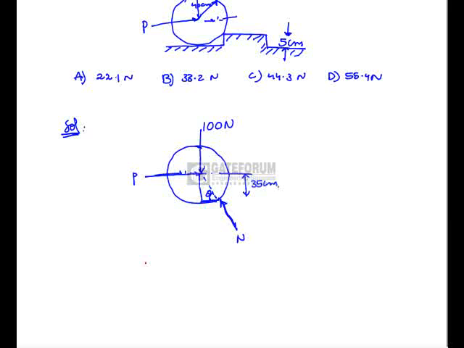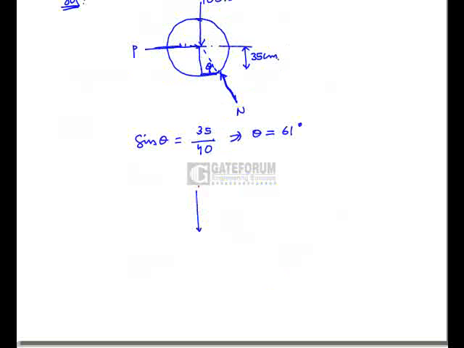So here sin theta is equal to opposite side by hypotenuse. Here the opposite side is equal to 35 centimeters and the other side is nothing but the radius of the roller, that is equal to 40. From this we can get theta equal to 61 degrees. Now consider all the reactions at a point. So here is 100 Newton, and here is a force P and a reaction N which is making an angle theta, that is 61 degrees, with the horizontal direction or with the P.